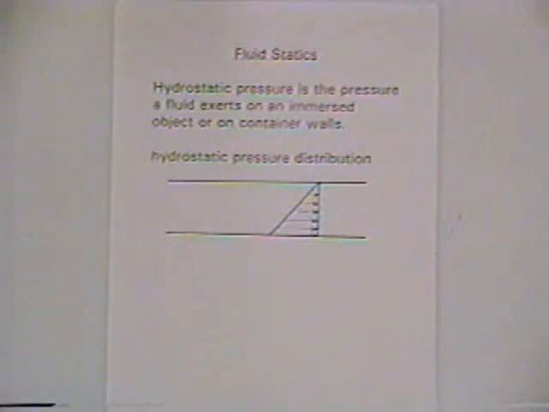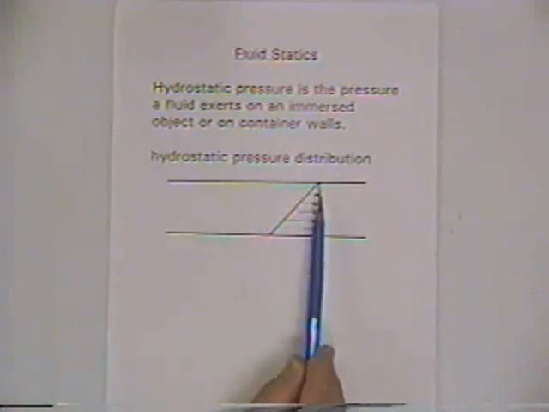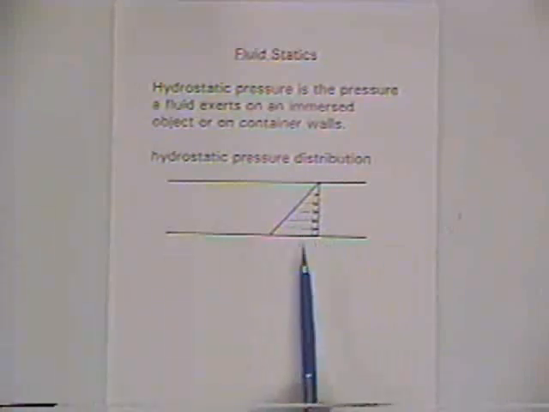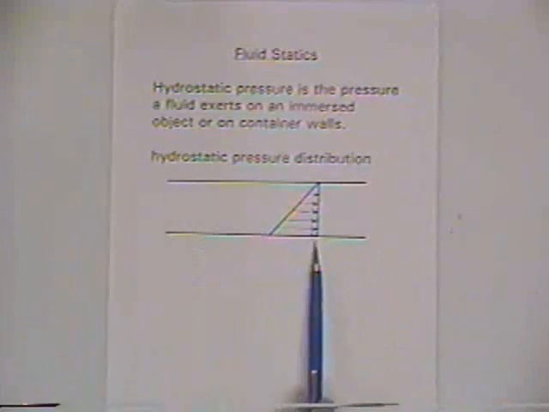And the hydrostatic pressure is the pressure that a fluid exerts on a container. And if you've got a container of a liquid, it exerts pressure on the walls of the container. You may have an object immersed in the fluid, and so the pressure increases with depth. At the surface of a liquid, there's zero pressure, but as you get deeper and deeper, the pressure increases, as indicated by this little diagram representing a pressure distribution, a linear increase of pressure with depth.